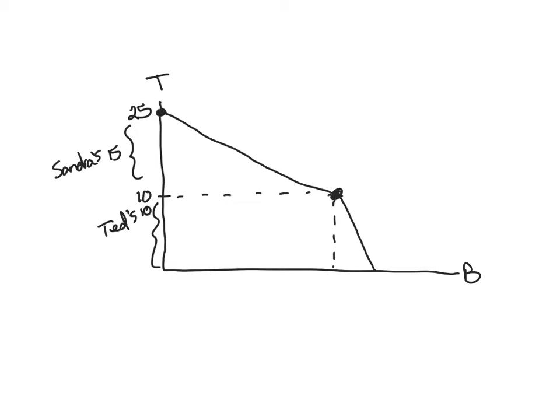Right, so this first set of beers that are produced, this is Sandra's 25 beers that she can produce, and therefore this number is 25. And then Ted can make 5 beers, so we stack those for a maximum possible total of 30 beers.